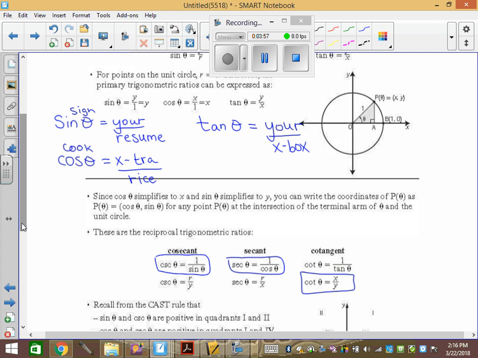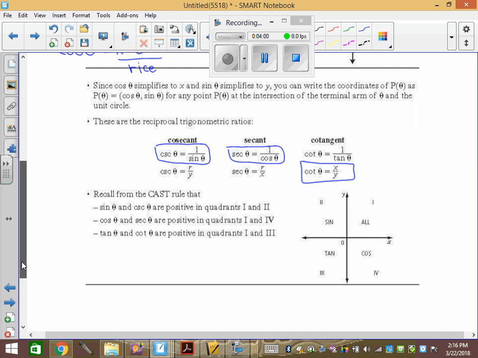Then last year we also learned about CAST. The CAST rule, C starts here, we go C-A-S-T. CAST always told us where stuff was positive. So in quadrant 1, all 3 were positive, correct? How many trig ratios do we have now? 6. All 6 are positive.